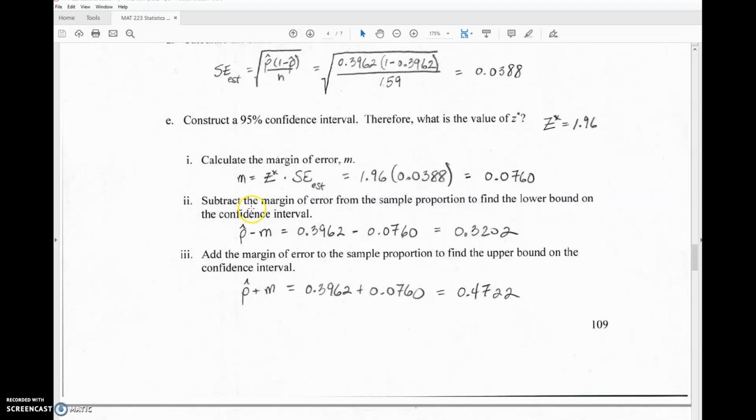Then you subtract that margin of error from p hat. That gives you the lower limit of the confidence interval. So p hat minus m comes out to be 0.3202. And you add the margin of error to the sample proportion, so p hat plus m, to get the upper limit of the confidence interval. So that comes out to be 0.4722.